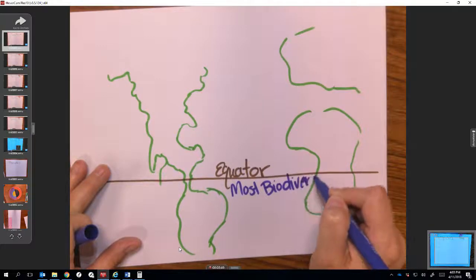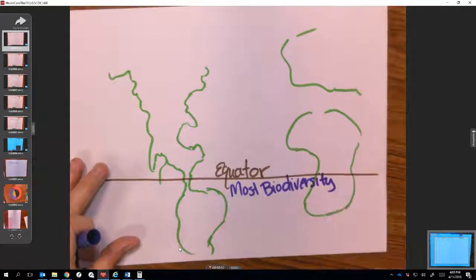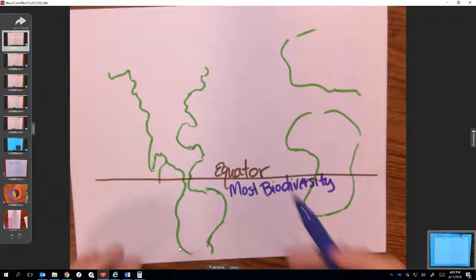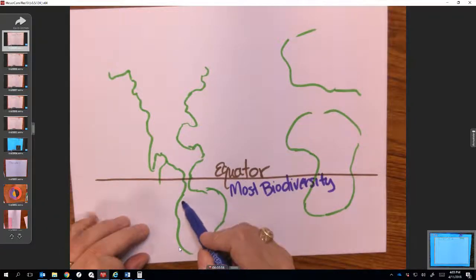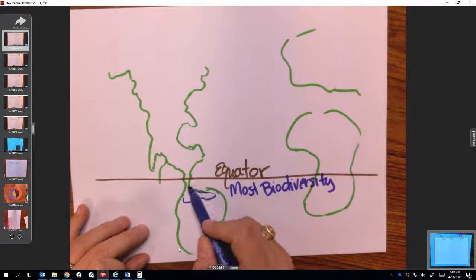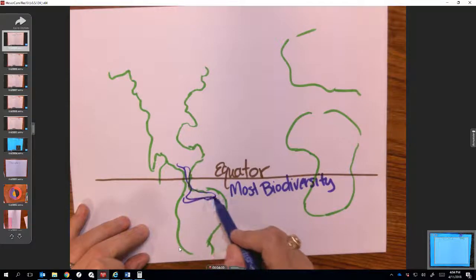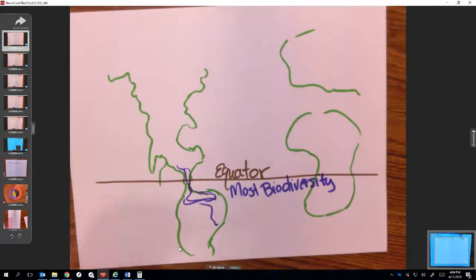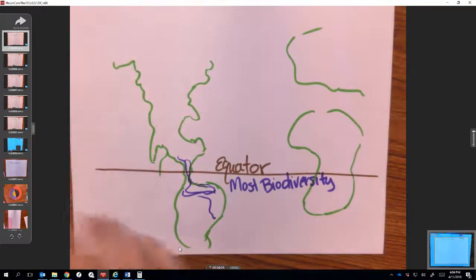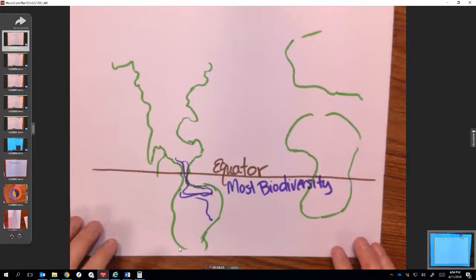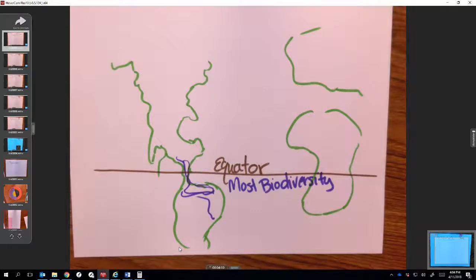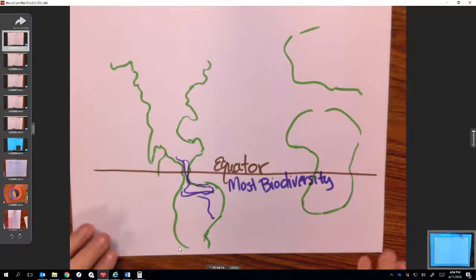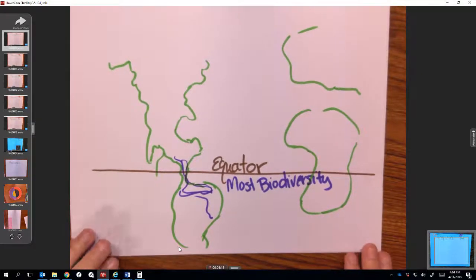And I'm writing it where it looks like it's in the water, but actually the most biodiversity is going to be in places like the rainforests in northern South America and Central America and Mexico. So right here, and all the way down into Brazil. So these rainforests are very, very diverse. I mean, we've heard them say we haven't even discovered some species that live there. So we know that rainforests are high in diversity.